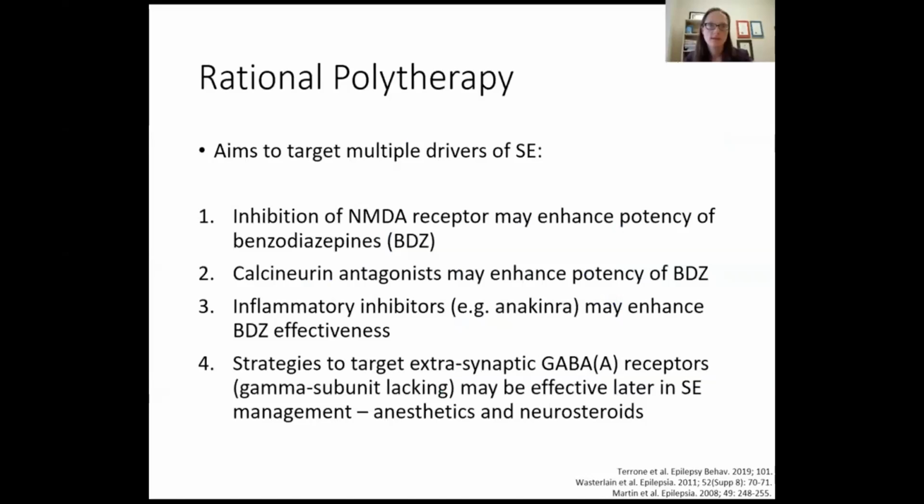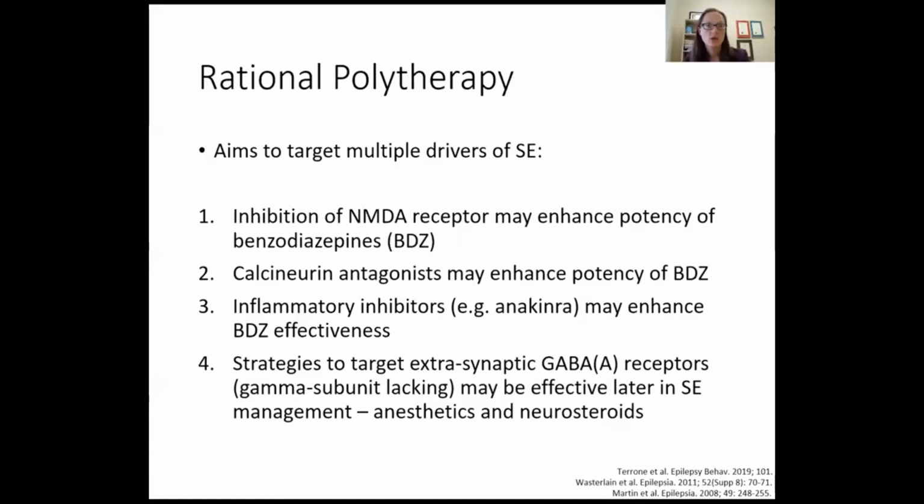Rational polytherapy is something that my colleagues will likely talk about in more detail, but the goal is to target many of the mechanisms we've talked about at one time in order to reduce status epilepticus or to stop it in its tracks rather than treating it sequentially. So one could co-administer inhibitors of NMDA and benzodiazepines at the same time in order to help enhance benzodiazepine effects. Calcineurin antagonists are another possible area that could be targeted at the same time as administering benzodiazepines in order to enhance their potency.